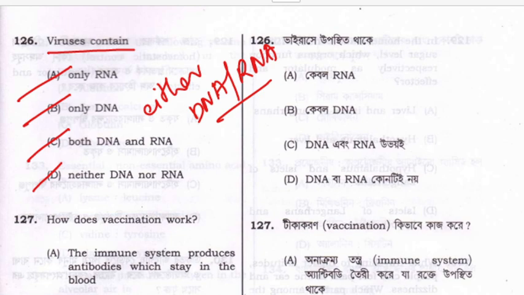Here we can say that in place of neither, it could be either DNA or RNA. There could be a typographical error, so it should have been either DNA or RNA. Either DNA or RNA would be the correct answer.